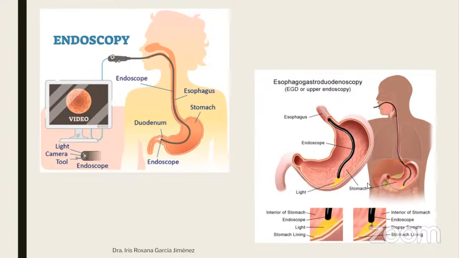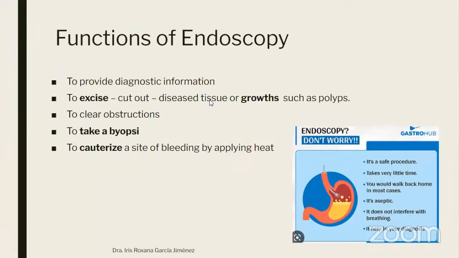Then we got an example of how the biopsy is taken. You can see this is the endoscope tube. There is the light. You choose the place and take the biopsy sample. Usually 3 pieces are taken. Of course, functions in a very, very general way: we provide diagnostic information, excise or cut out diseased tissue or growths such as polyps, clear obstructions, take biopsy, okay, and cauterize a site of bleeding by applying heat or electricity, okay.